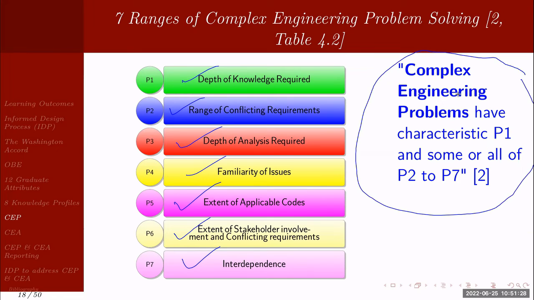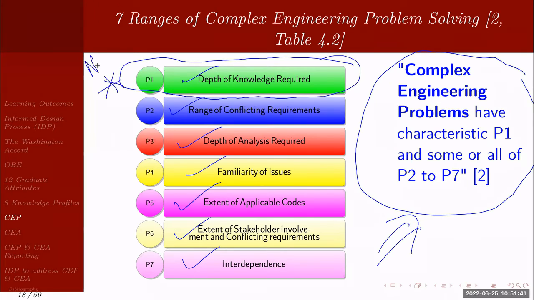There are 7 ranges, and then which problem is a complex problem? Complex engineering problems have characteristic P1. This is a must. P1 should be there, so depth of knowledge should be required. It should not be superficial. And some or all of P2 to P7.